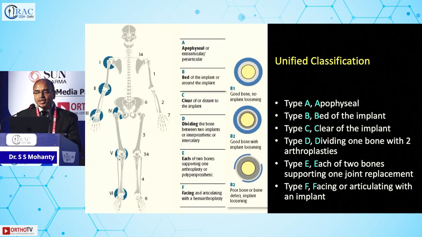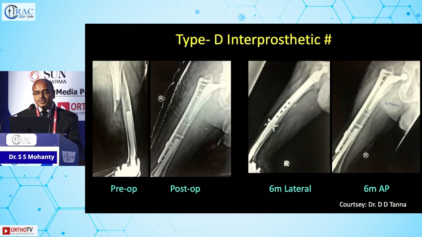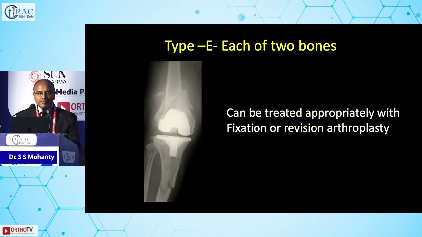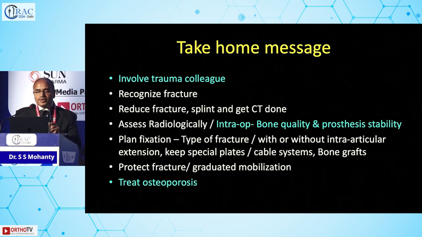Now there is a unified classification for the complex periprosthetic fractures, especially interprosthetic fractures when there is a hip replacement and a knee replacement. You have to put a long plate like this right from the trochanter towards the lower third of the femur, and sometimes you have to augment with a strut graft medially, especially a fibula graft, so that healing is better. And in type E fracture, when each of the two bones has been fractured, it can be treated appropriately with fixation or a revision arthroplasty.